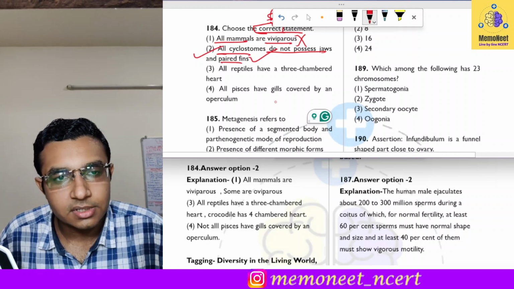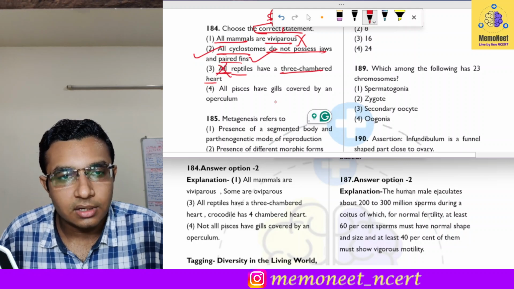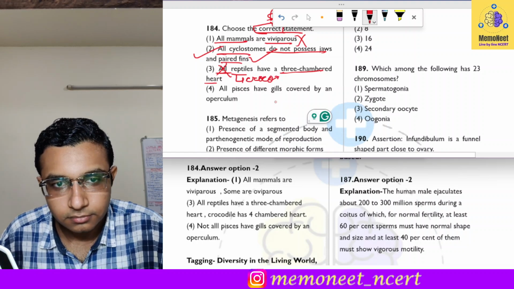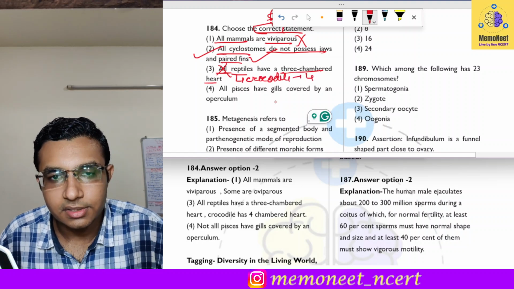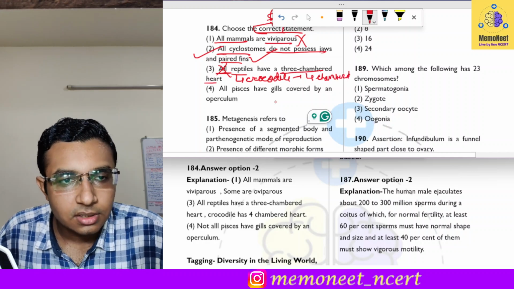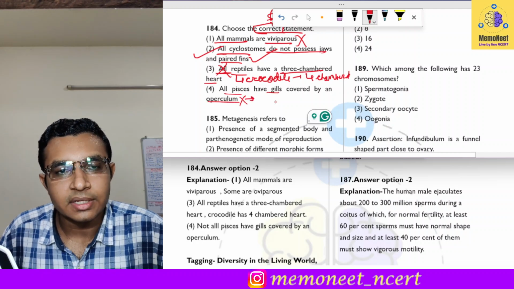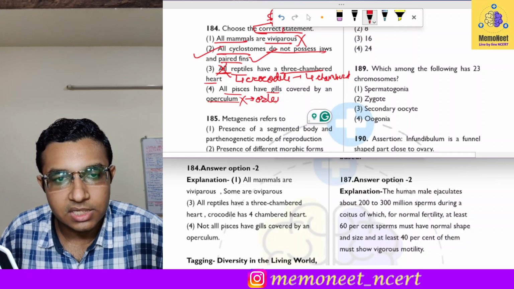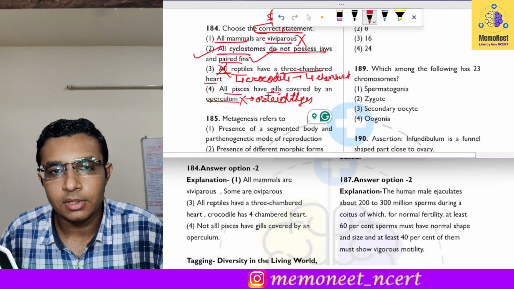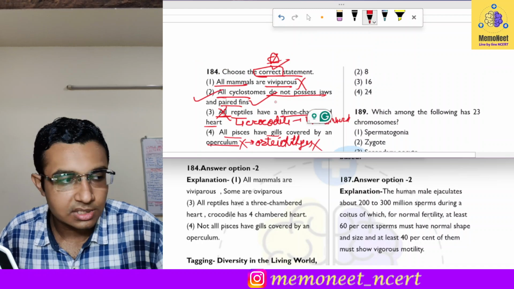The third statement is all reptiles have a 3-chambered heart. So no, this is incorrect because mostly the reptiles have a 3-chambered heart, but crocodile is a reptile but it has a 4-chambered heart. Alright. Next is all Pisces have gills covered by an operculum. So no, this is also incorrect. The gills covered by operculum is a feature of Osteichthyes. It is not found in all Pisces. So this statement is also incorrect. So the correct answer of this question is option 2.